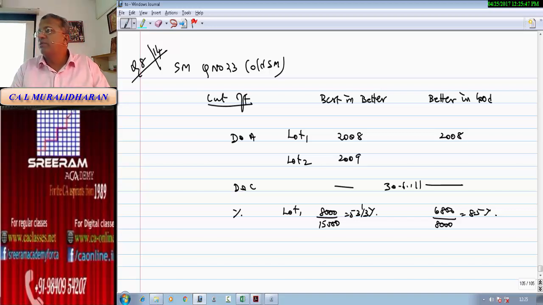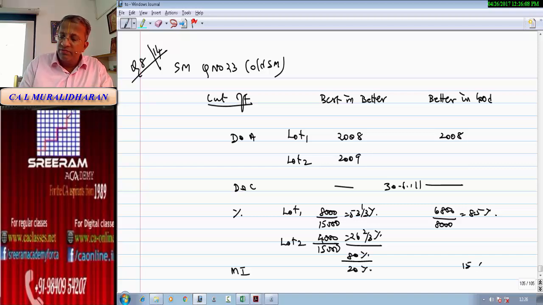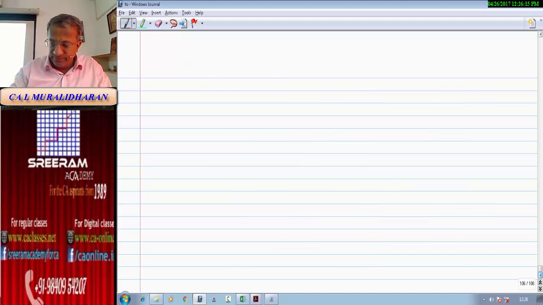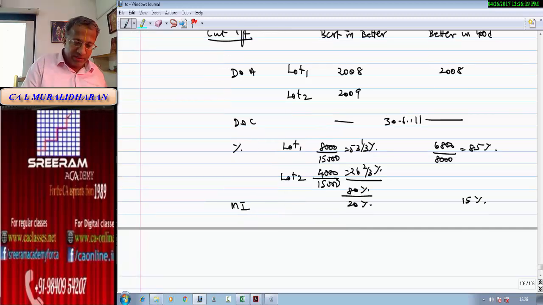In first lot itself they have acquired the controlling interest. Lot number 2, 4,000 shares upon 15,000 works out to 26 and 2/3%. Both put together comes to 80%. So minority interest 20% and 15%. This is what you understand as far as their basic holding is concerned. Then let us just take up classification.